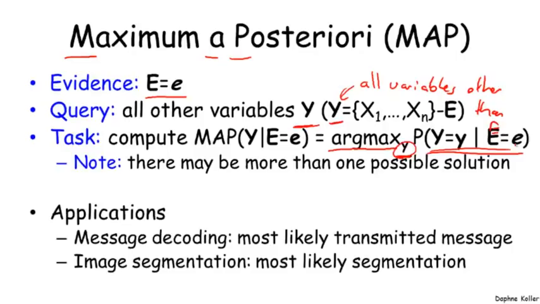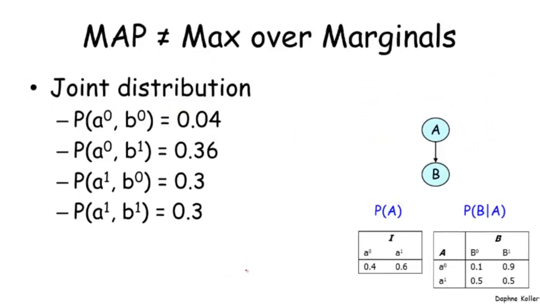So in the context of message decoding, for example, where we have a set of noisy bits that are passed over a noisy communication channel, what we often want to get is the most likely message that was transmitted. That is an assignment to the transmitted bits that is the most likely given our evidence. In the context of image segmentation, we would like to take the pixels and figure out the most likely assignment of pixels to semantic categories. So both of these can be viewed as MAP assignment problems.